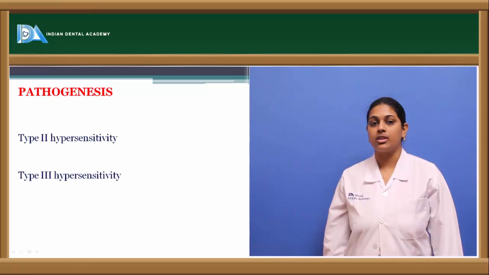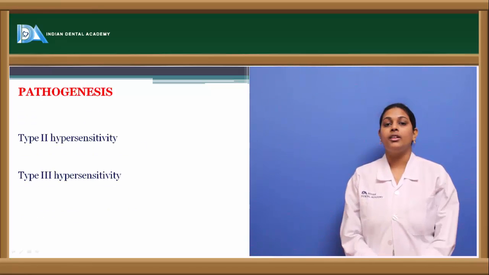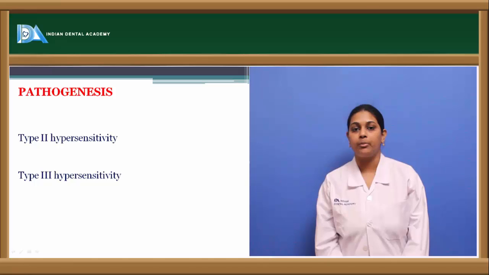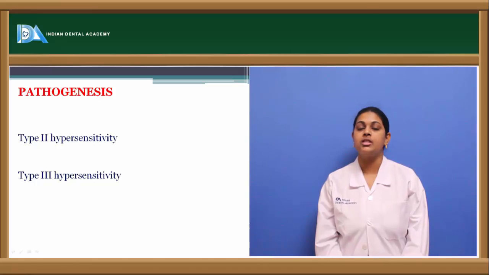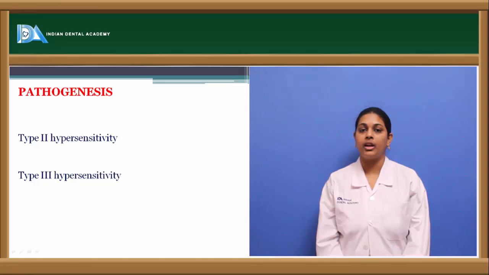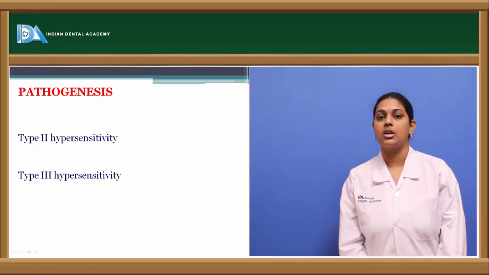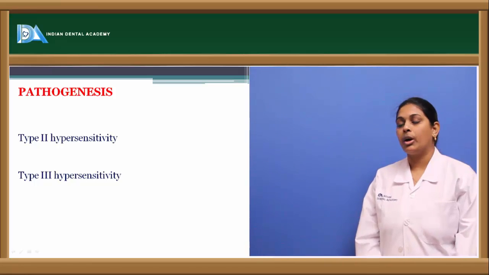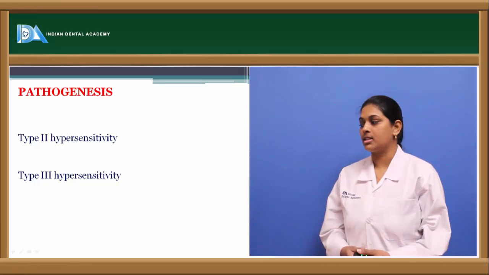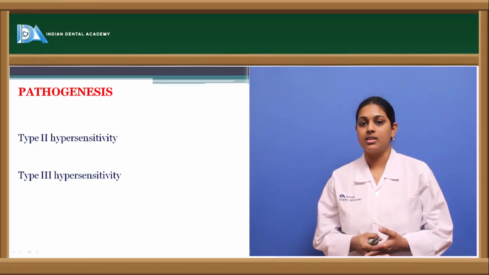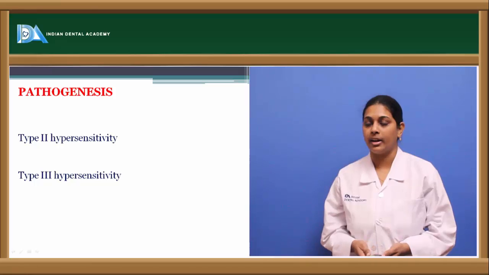Next, coming to the pathogenesis, they have identified that since there were type 2 hypersensitivity reactions, this could be one of the pathogenic mechanisms, or otherwise type 3 hypersensitivity reactions, since antigen-antibody complexes have been formed and identified in the blood vessel wall. So this could be one of the pathological mechanisms by which systemic lupus erythematosus arises.